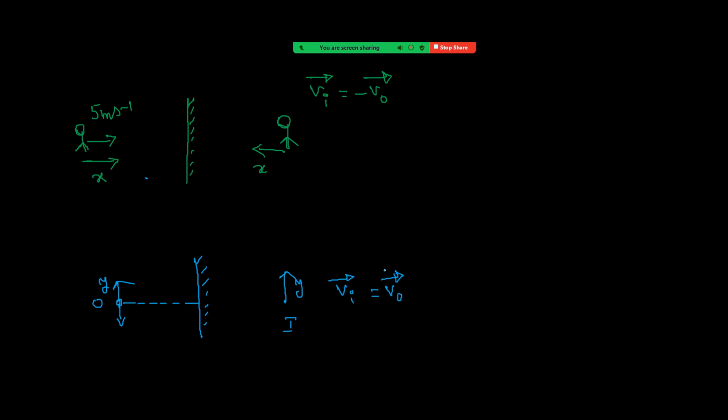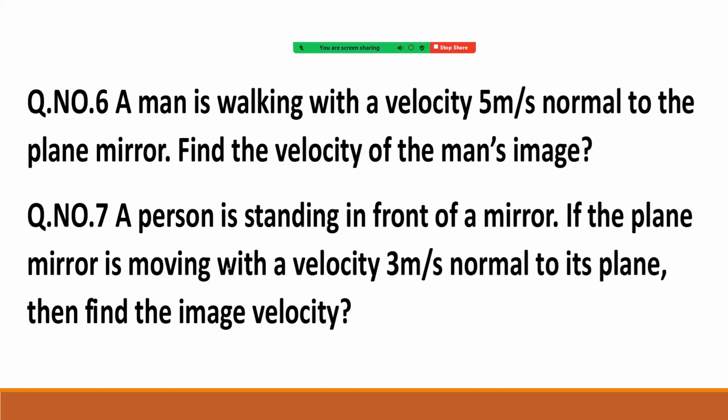So you should be very careful. In the first case, the object is moving normal to the mirror, then image velocity is the negative of velocity of object. Next, if the object moves parallel to the mirror, then image velocity will be the same as object velocity. So your condition is the mirror is not moving. It is stationary. Okay.